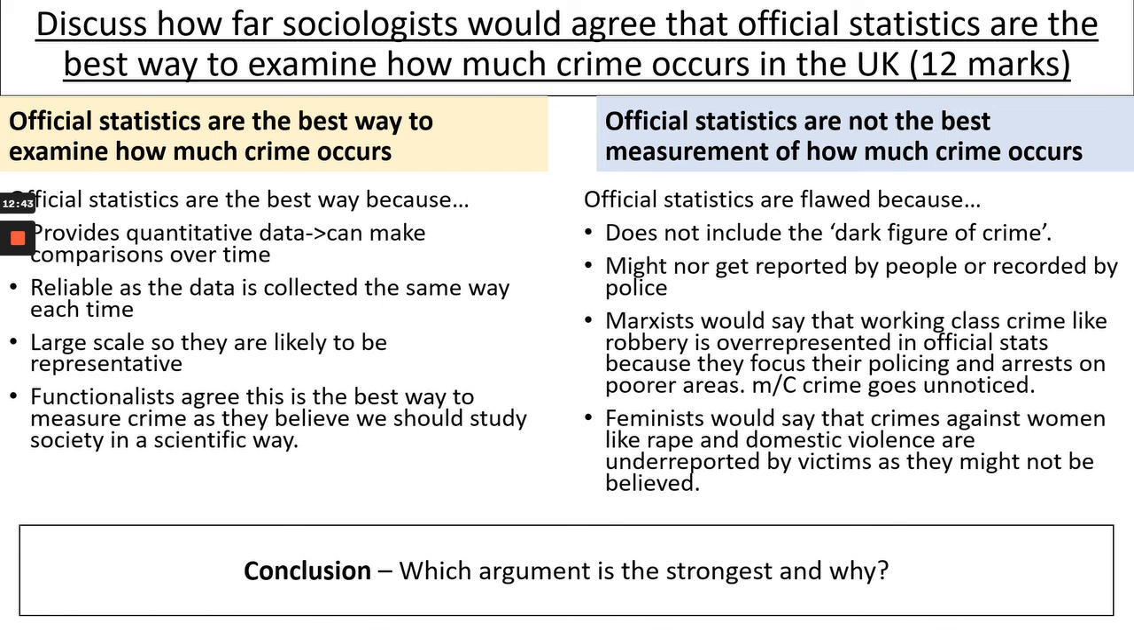So in your conclusion, you want to say what argument is strongest and why. So you might say something like official statistics are useful for spotting trends, but they're not the full picture, and therefore looking at victim surveys, self-report studies and official statistics altogether might be a better way to examine how much crime occurs. Or you can be very fixed on one side. You could say that official statistics are very flawed and actually it's better to look at simply victim surveys. So it's up to you what you put in your conclusion. It's really down to you and your opinion, as long as you justify why you have made that argument.